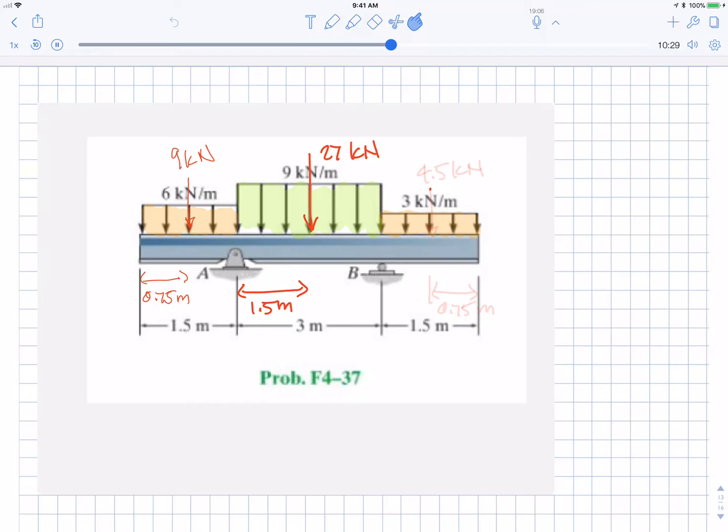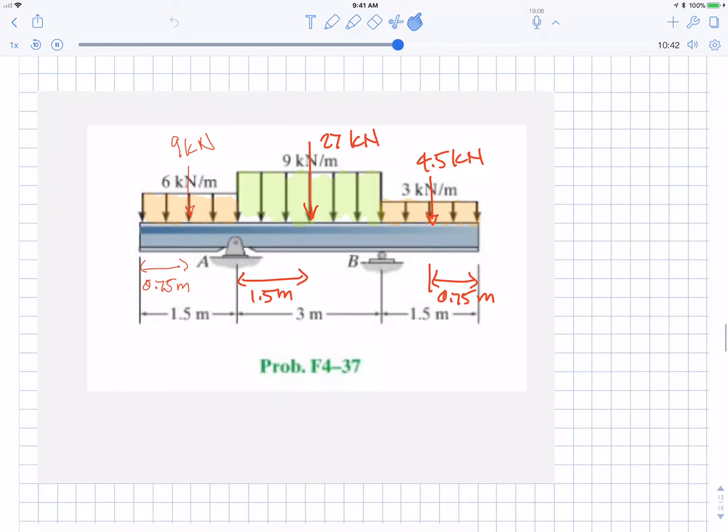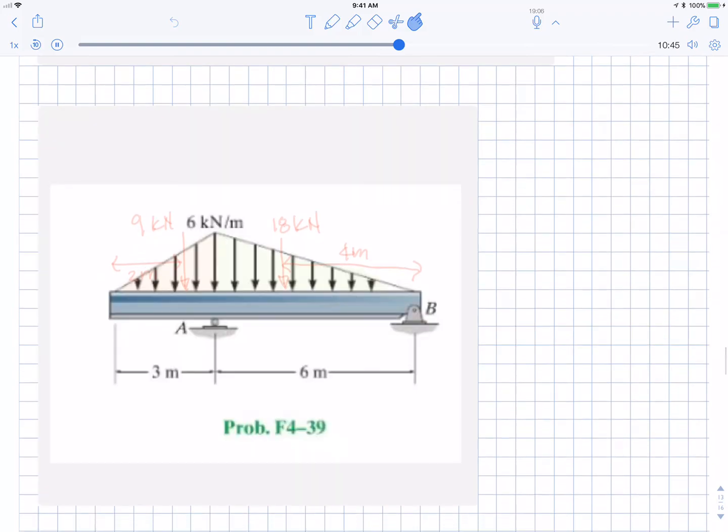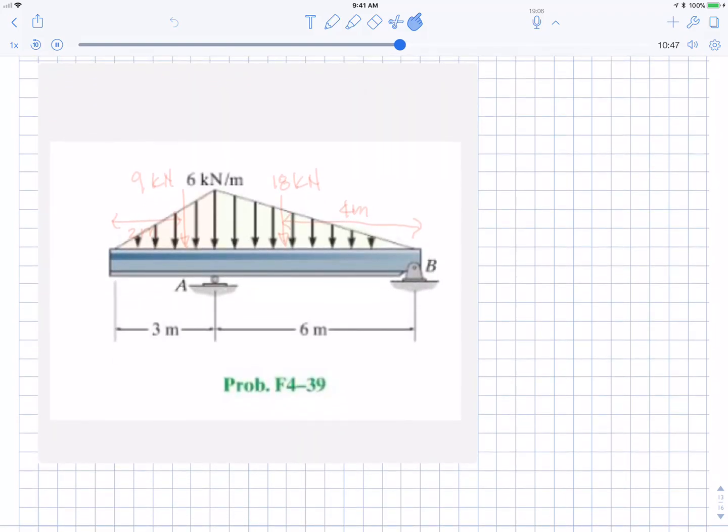And finally, 3 times 1.5 is 4.5 kilonewtons, and its centroid is 0.75 meters from the end there. Okay, that was a pretty easy problem. Here's our second problem. It involves triangular loads this time, not rectangular. Again, all we're going to do is get areas and centroids.